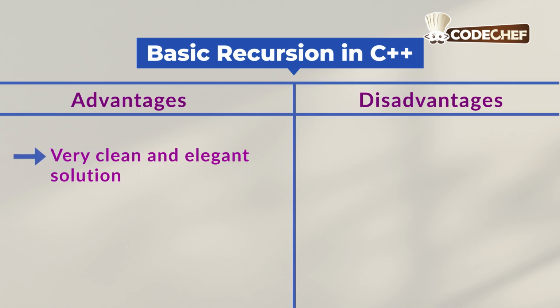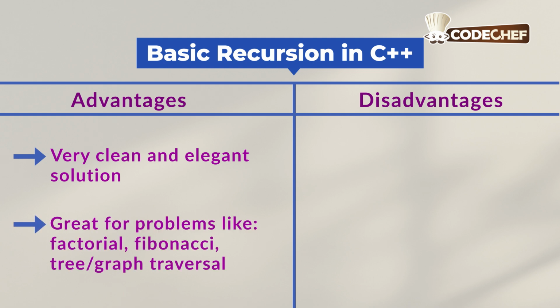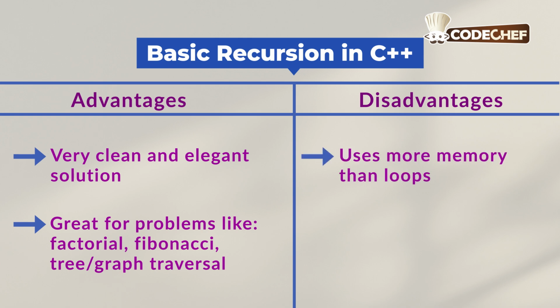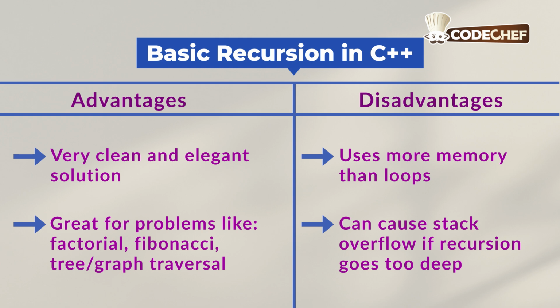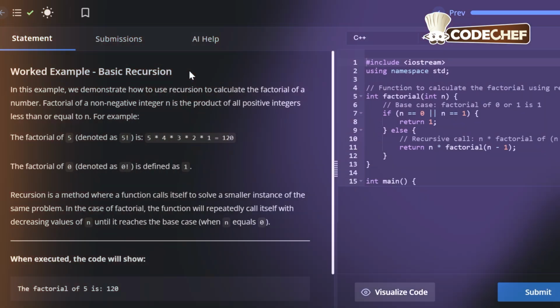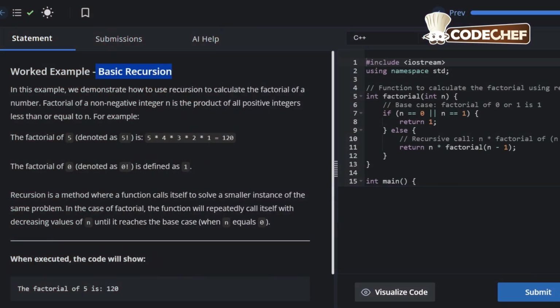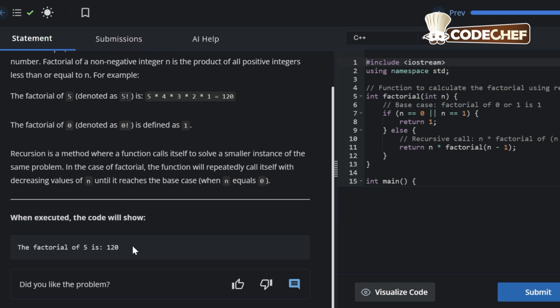Advantages are that this is a very clean and elegant solution, and it's great for problems like factorial, Fibonacci, tree/graph traversal. And disadvantages are it uses more memory than loops, and it can cause stack overflow if recursion goes too deep. Now let us go to the CodeChef platform to see an example of basic recursion. The program objective is basic recursion, and the expected output is the factorial of 5 is 120.